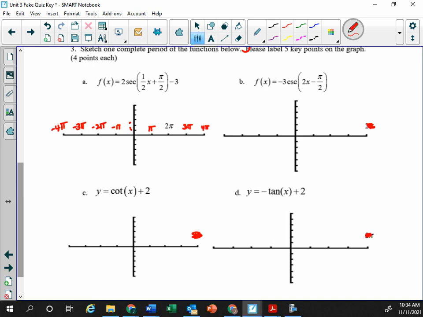So let's see. The graphs on the test are way bigger, much easier. Yes, plenty of room, labels, you'll be able to get it all in there. Okay.